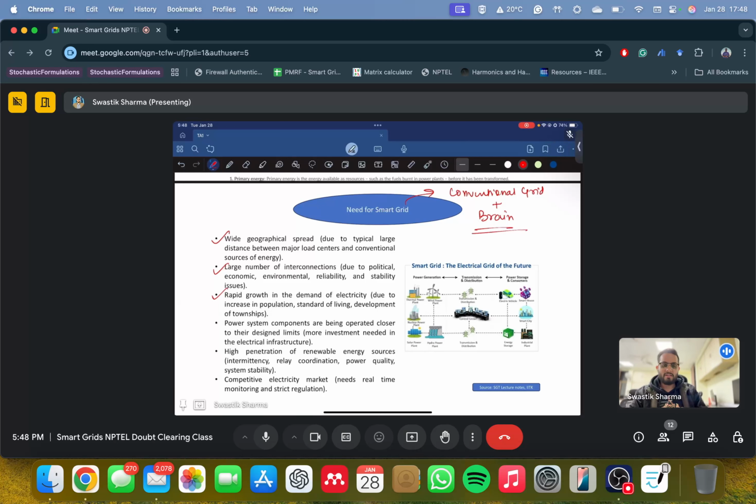Rapid growth in demand of electricity. So what is happening right now? The middle class is still middle class, but we have more money in our hands, right? 15 years ago, I come from a very middle class family, and we had only one AC. Now we have three. Our spending power is increasing, so our standard of living is increasing, and our standard of living increases electricity use.